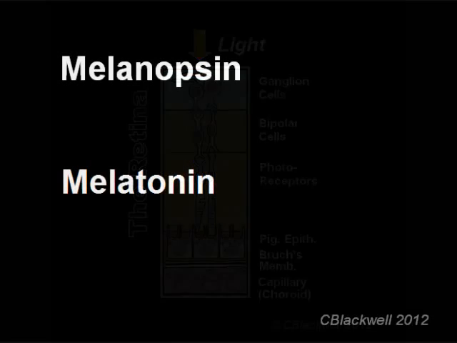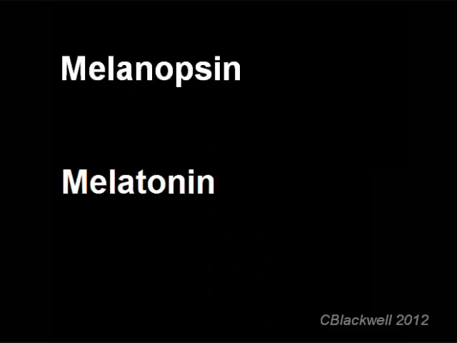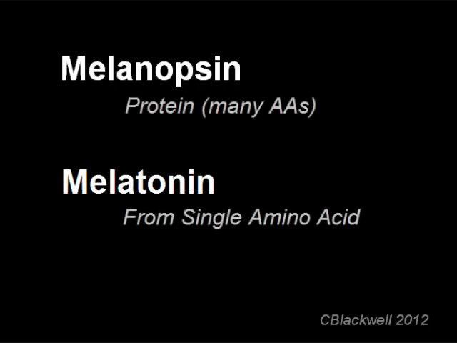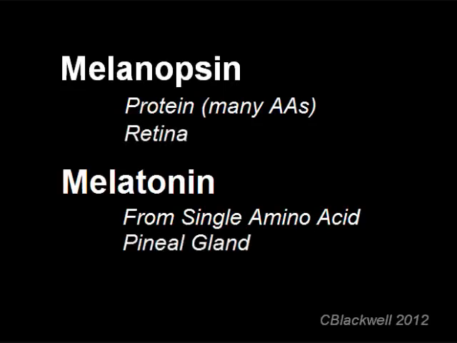Before we start, you should know that this is not the same as the similar sounding melatonin. While both are involved in setting circadian rhythms, they are structurally different and are found in different places. Melanopsin is a protein consisting of many amino acids, while melatonin is a derivative of the single amino acid tryptophan. The first is found in the retina, while the latter is found in the pineal gland.